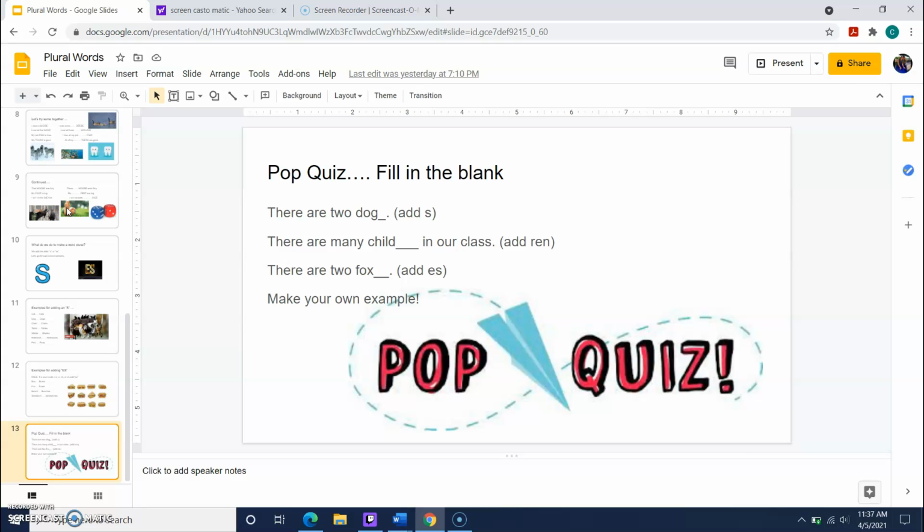All right, so for the next question, it says there are many child blank in our class. So remember, child is one of those irregular nouns, so we have to make it children. Okay, so we just add REN to the end. All right, the next one says there are 2 fox blank. And so since there's more than one fox and it ends in an X, we have to add an ES.